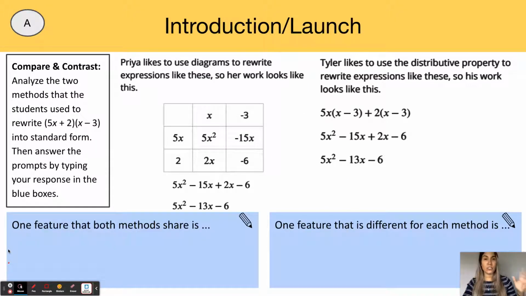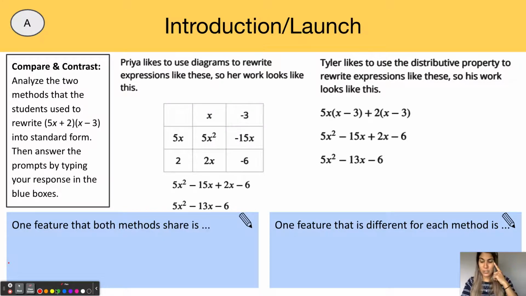Okay, so for our introduction launch, your introduction launch is going to look like this. So it says, compare and contrast. Analyze the two methods that the students use to rewrite 5x plus 2 times x minus 3 into standard form. Then answer the prompts by typing your response in the blue boxes. So in these boxes, we're going to type in our response.